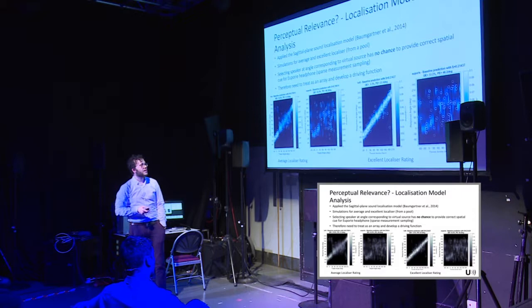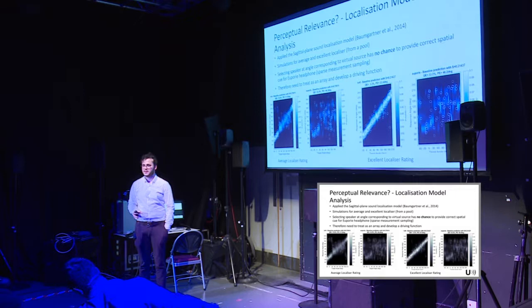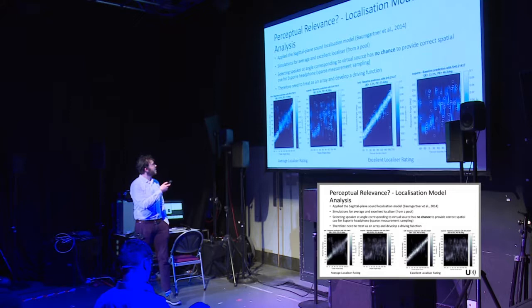So Piotr at the Institute has a very nice sound localization model where you can select the localization ability from a pool of listeners. Here are two examples, with an average localizer on the left and an excellent localizer on the right. On the left image, if someone was listening to my HRTF as an average localizer, we see a clean-ish band going up, which shows us the reproduced angle and the target angle.